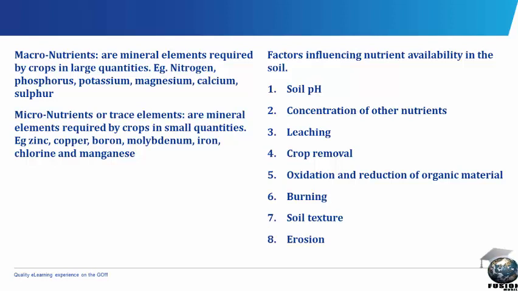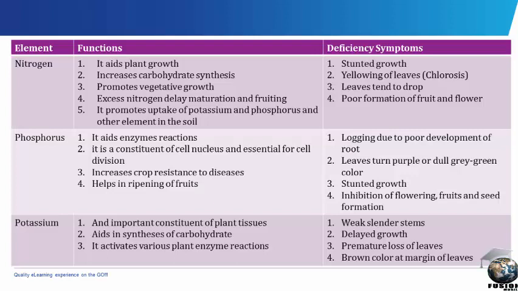In erosion, as a factor that influences the availability of nutrients in the soil, heavy rainfall causes the washing or carrying away of topsoil, which is rich in plant nutrients. Topsoil can also be blown away by winds, resulting in nutrient reduction in the soil. On the screen are different elements listed with their functions and their deficiency symptoms.